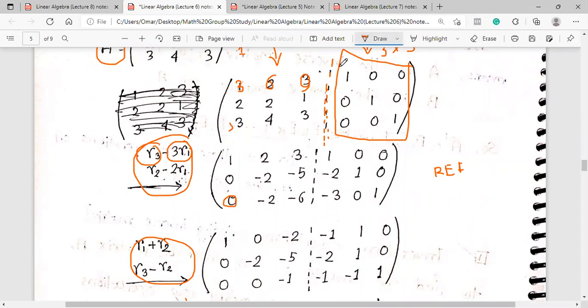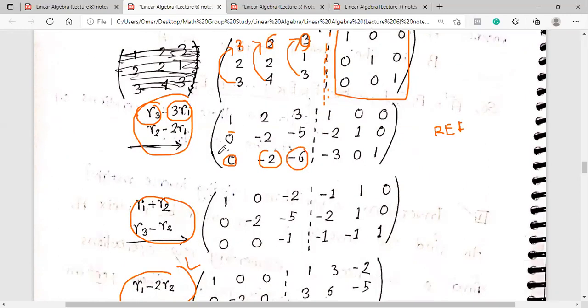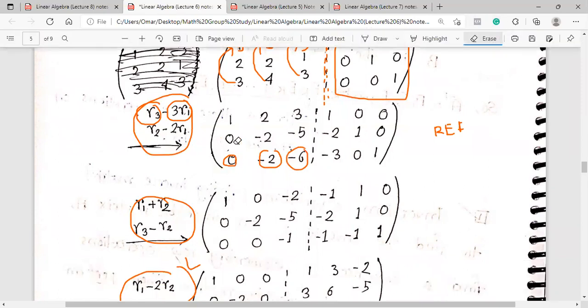That means we have to do it this way. R3, that means this one. R3 minus 3 into R1. So 3 minus 3 is 0. And then 4 minus 6, that is minus 2. And 3 minus 9, that is minus 6. Okay, so now we got these two entries. Now we got the last entry, and this entry is 0.